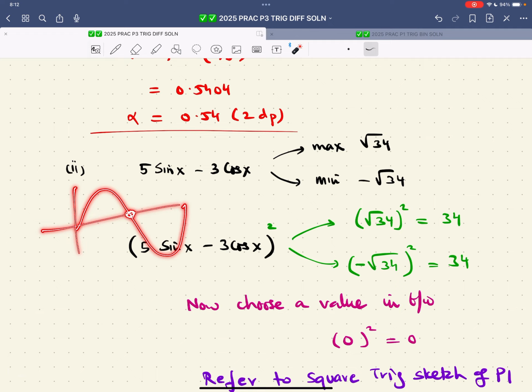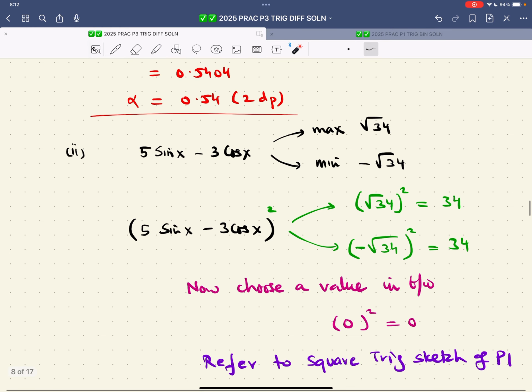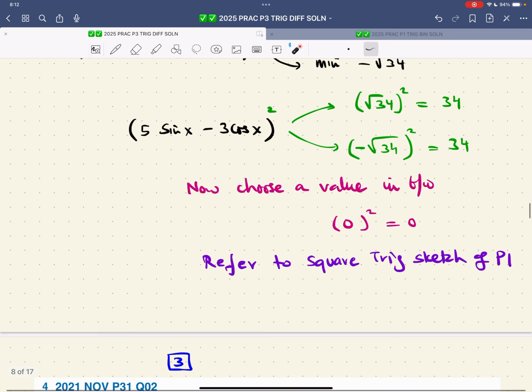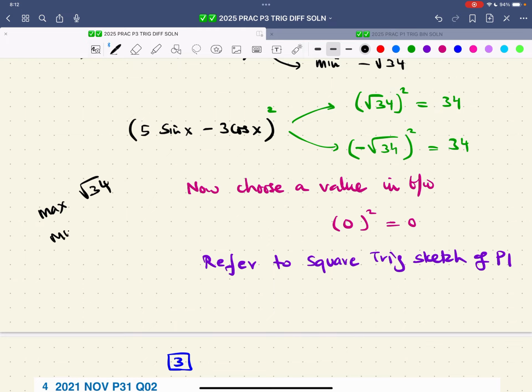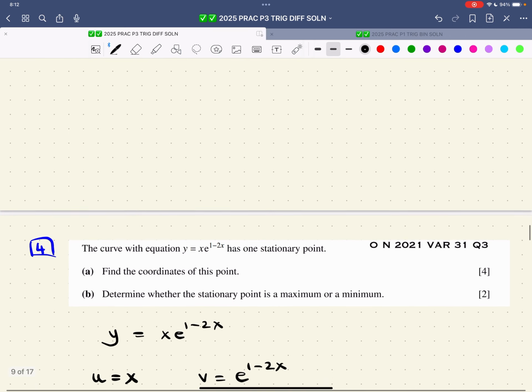So now when we square it, you have to think of this value 0, 0 square is 0. Refer to the square trig sketch of P1. Very recently I have made a video on this particular thing. And do watch that one, even though that's relevant for P1, but the knowledge is exactly the same. So now the final answer, the maximum value is root 34 and the minimum value is 0 because of this squaring over here. Greatest 34, least this thing, 0.54, root 34, all good. So now trigonometry is done.